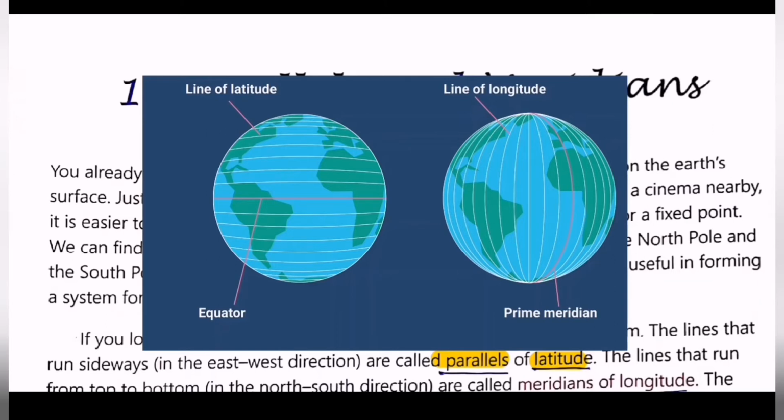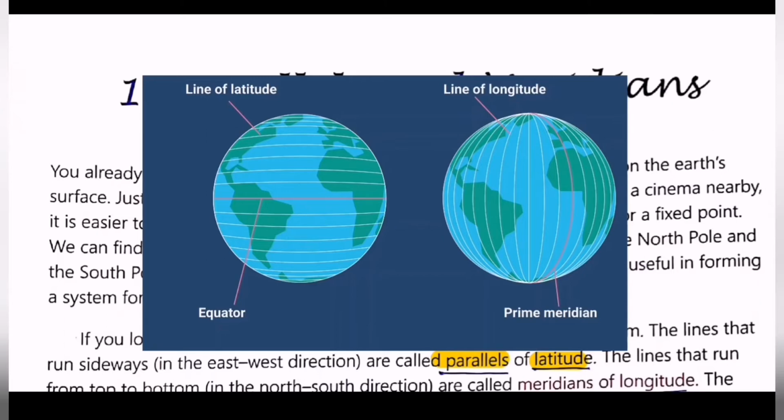So the parallels of latitude and the meridians of longitude are drawn using the poles as reference points. So these are the reference points. They make a grid that makes it easier to find a place. So when we try to find a place or find out a location, these lines become very useful, and when these two lines crisscross each other, they form a grid, which is the most important thing of a map or globe.